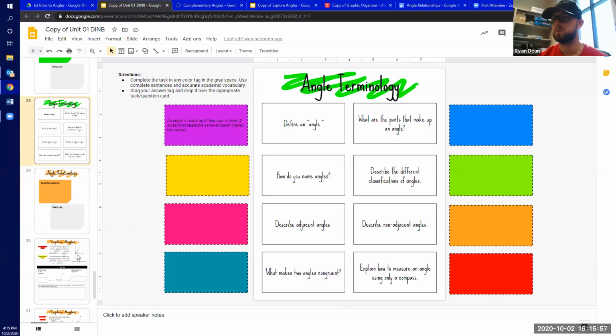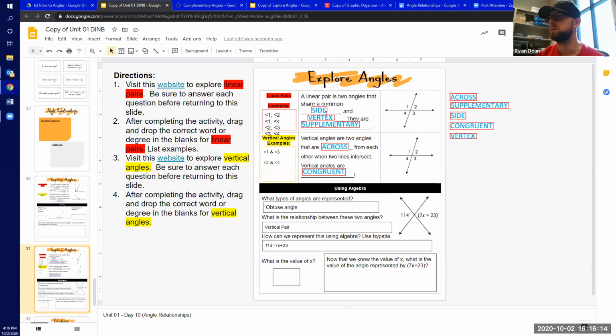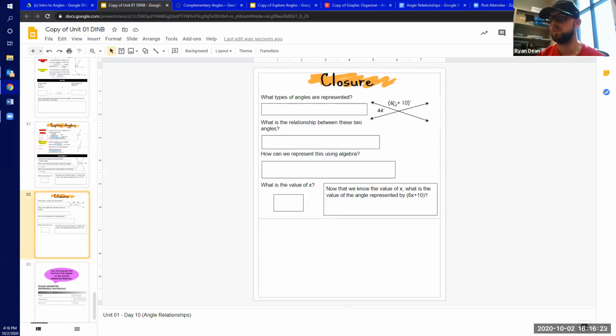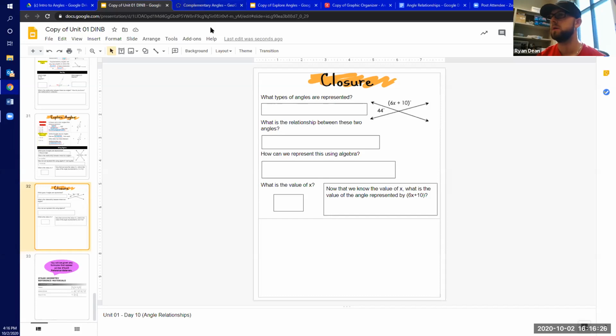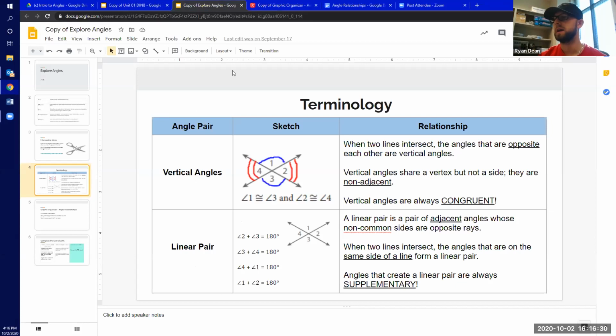Okay, and then more specifically, you should know what complementary and supplementary mean, as well as how to set up problems and solve for missing angles like this. Okay, and you should also know what a linear pair is and what vertical angles are, how to set these up and solve for variables. And we did some of these problems together. But again, we have some different activities that you can access.